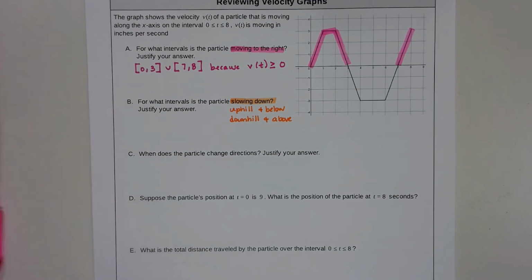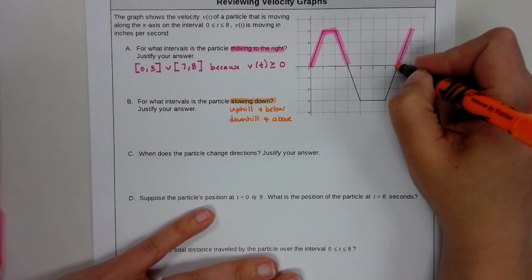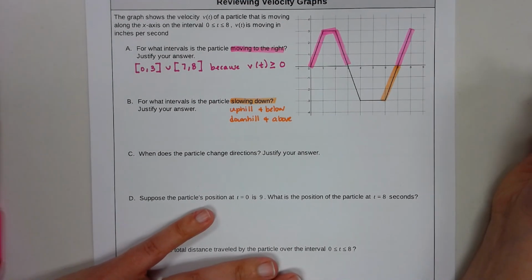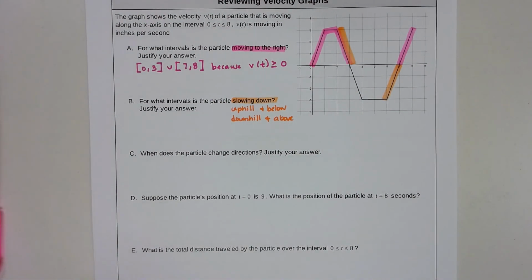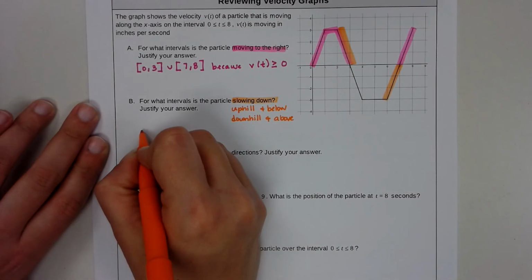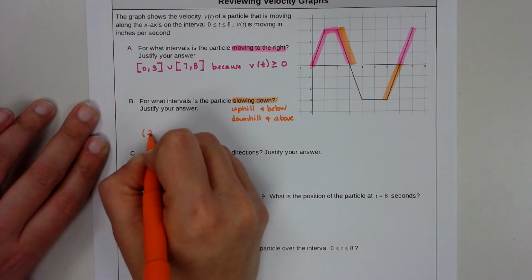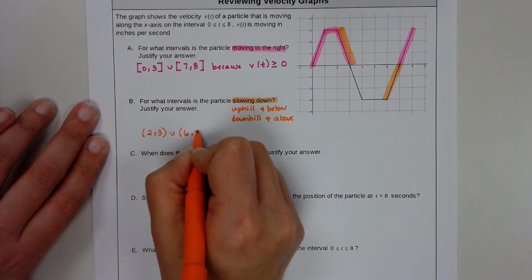So kind of opposites. Uphill would be like a positive slope, but below, and then downhill would be like a negative slope, but above. So there are a couple different places on the graph where this happens. Uphill and below would be this section of the graph right here, and downhill and above would be this section of the graph right here. So my object or particle is going to be slowing down from 2 to 3 and from 6 to 7.